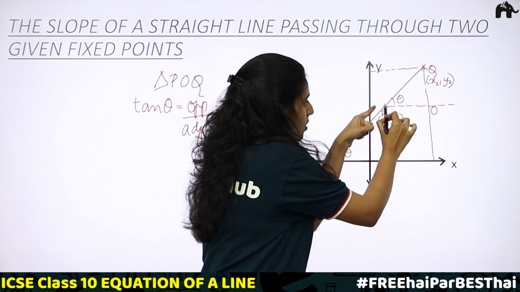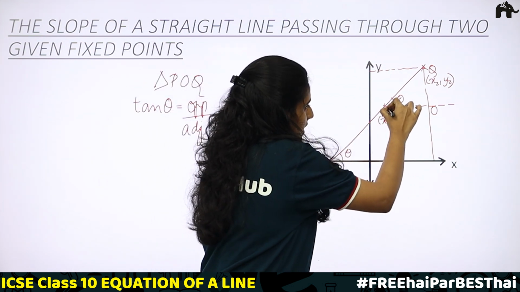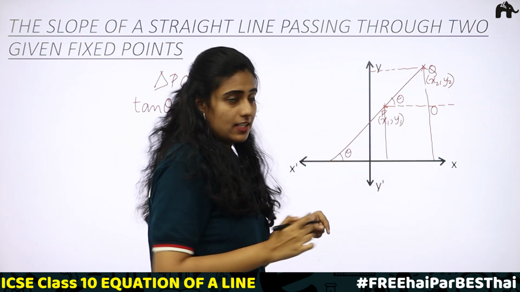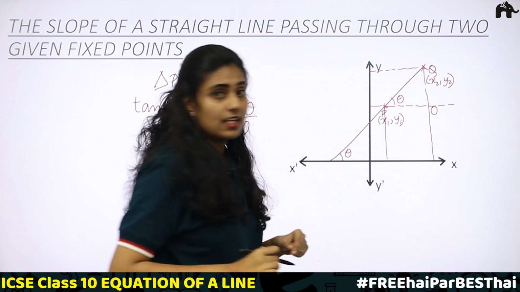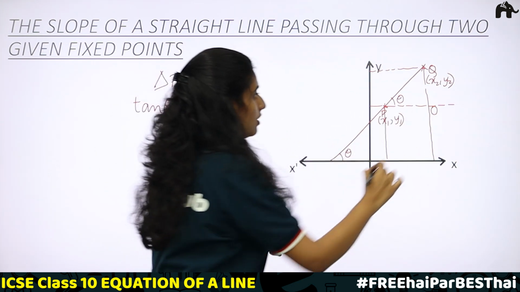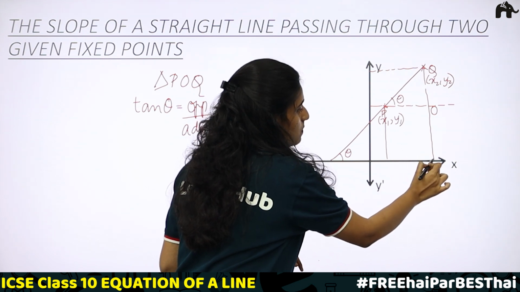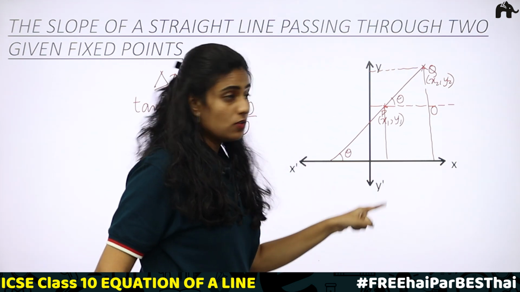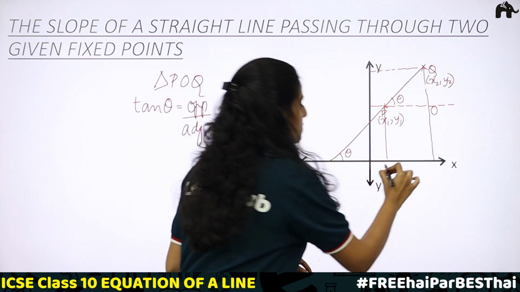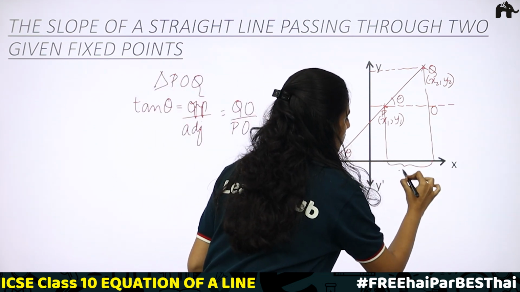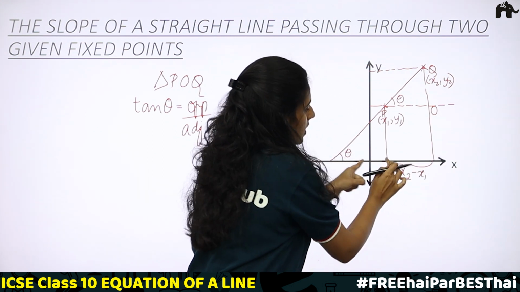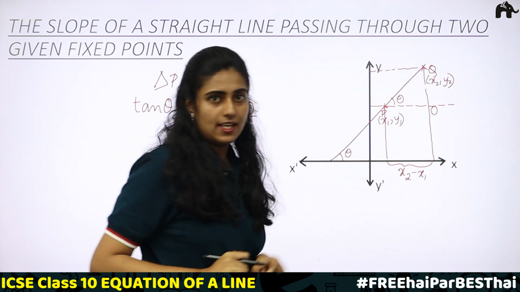Here, for this point P, this distance is Y1. Yes, this distance is Y1 and this distance is X1. Here, we need PO. The coordinate of this point is X2, 0, and that of this point is X1, 0, which means this distance will be equal to X2 minus X1. Here we have total X2, X1 is subtracted. We get X2 minus X1.